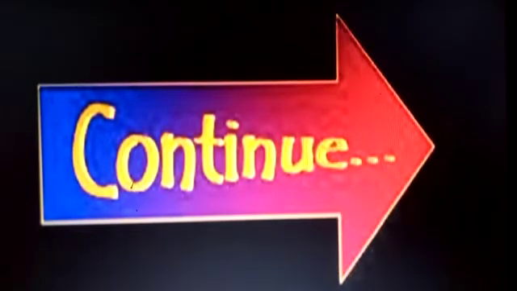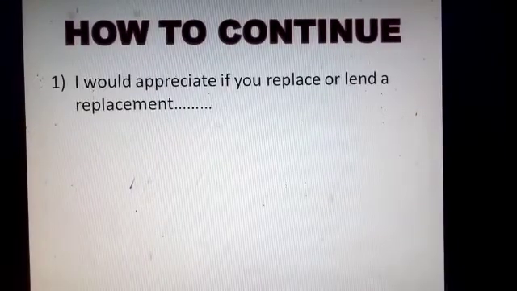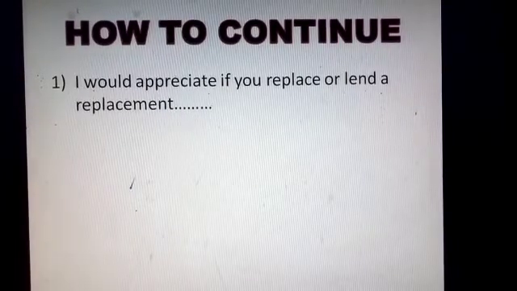And how to continue, how to go about the second para. You have a few lines. "I would appreciate it if you replace it or lend a replacement."